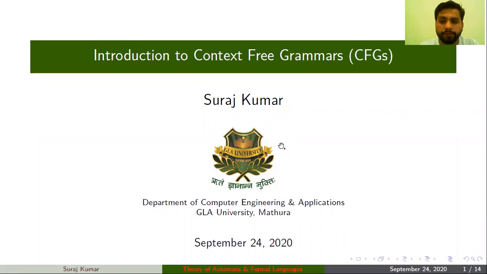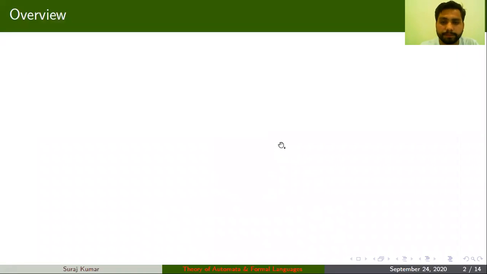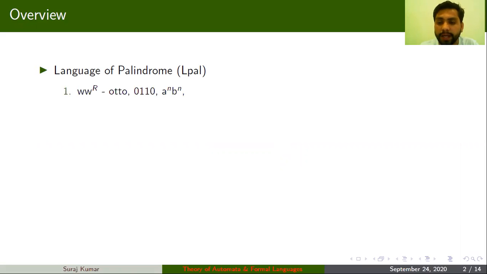Hi. So in this video, I'm going to cover the introduction to context-free grammar, right? So in the previous classes, I have discussed PDA, how to draw the PDA for a given context-free language. So here I have an example of the language of palindromes.